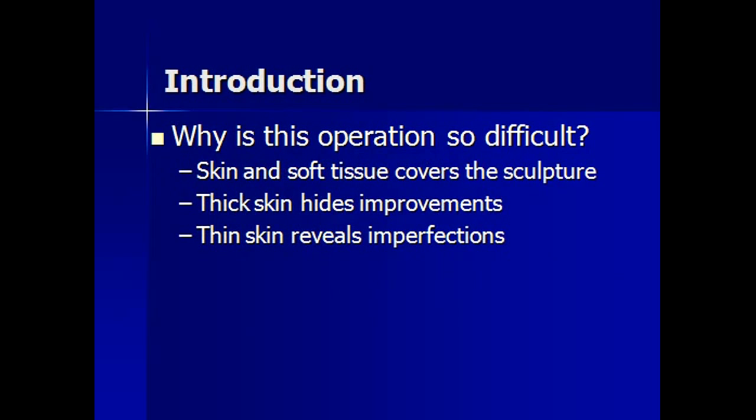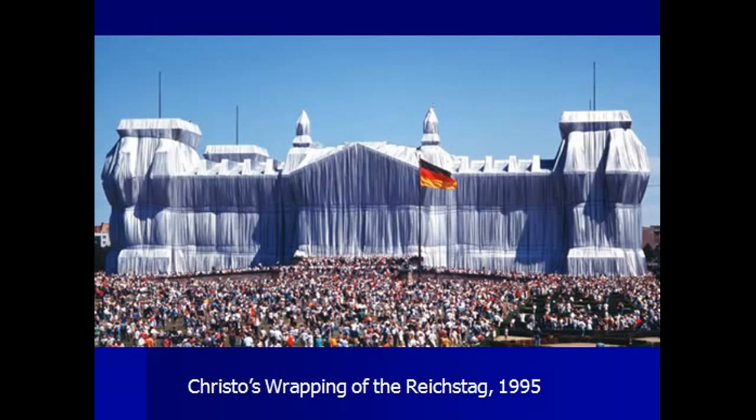The other problem is that there's skin and soft tissue that covers the sculpture that's created by the bone and cartilage. We've talked in a previous video blog about skin considerations. Thick skin tends to hide improvements, therefore a different approach to rhinoplasty is necessary, and reduction rhinoplasty may only be shrouded by the thick skin envelope, whereas thin skin, although it can contract more and there's more flexibility in reducing the size of the nose, is less forgiving, so any imperfections are more likely to be revealed through that thin skin envelope.